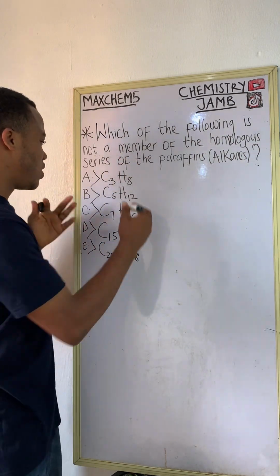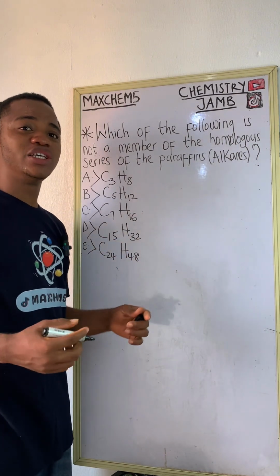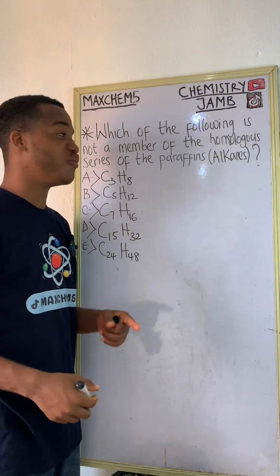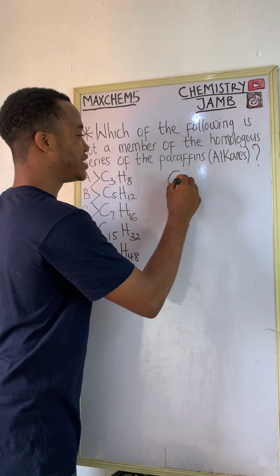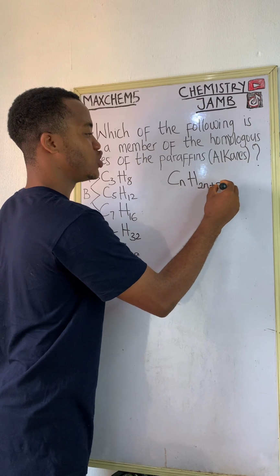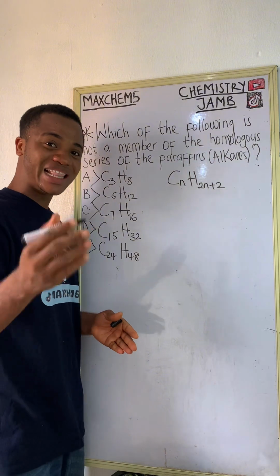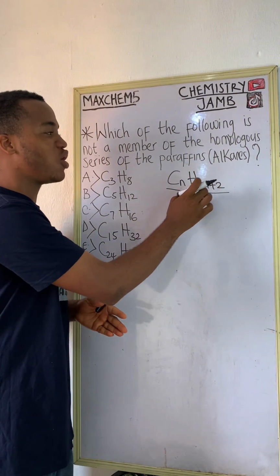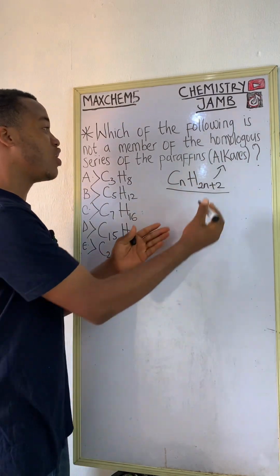The way to detect the one that is not a member of the paraffin or alkane family is to use the general formula of the paraffins. So what is the general formula of the alkane homologous series? Correct. The general formula is CnH2n+2. So now we are going to explore these options and select the one that does not conform to this general formula of the alkanes.